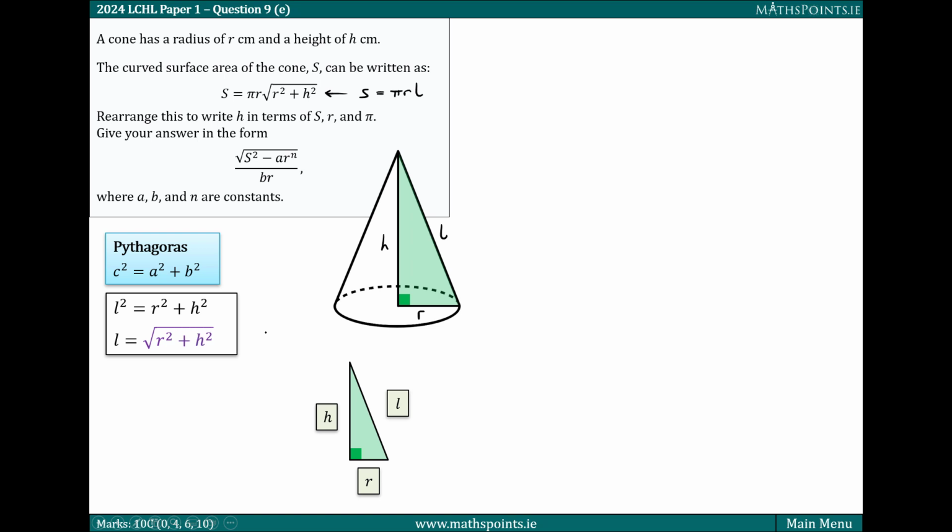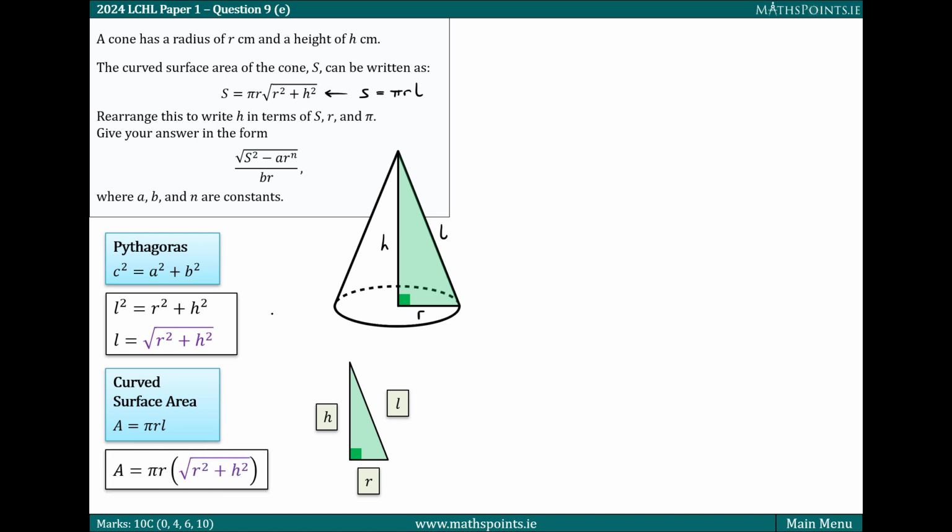And then we're going to take this value of L and put it into our formula that's in our maths formula book for the curved surface area of a cone, pi r L. So we're replacing the L with the root of r squared plus h squared. And that's essentially what's been done for us already. So we have a derivation of the formula that we'd be used to using because they want us to use the letters r and h.